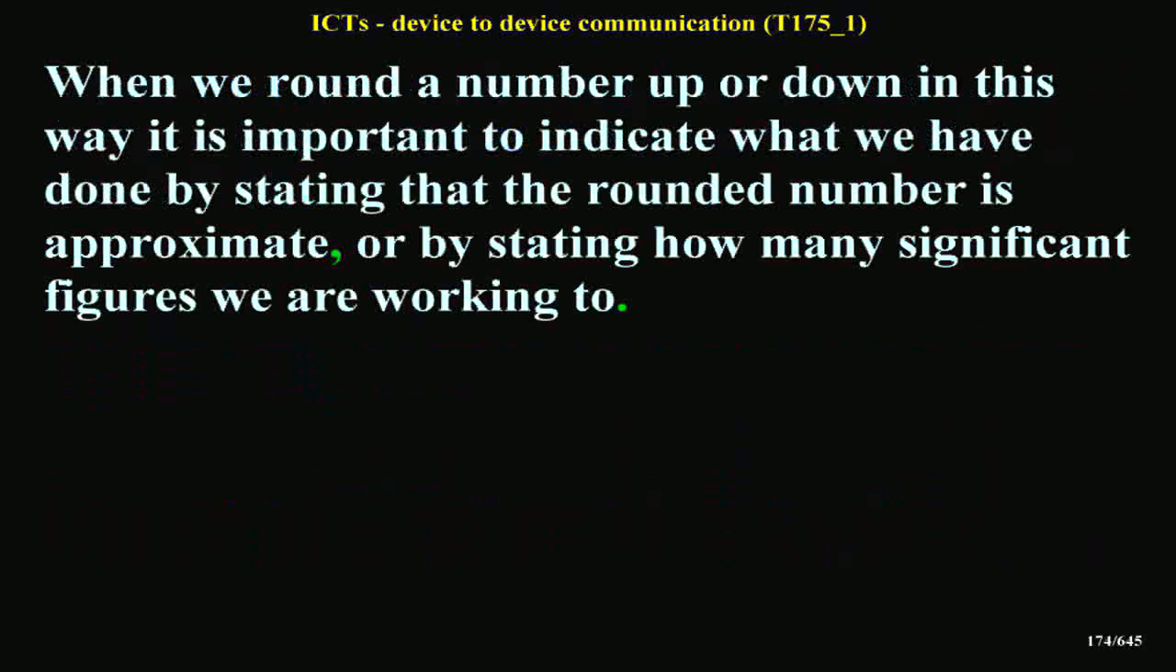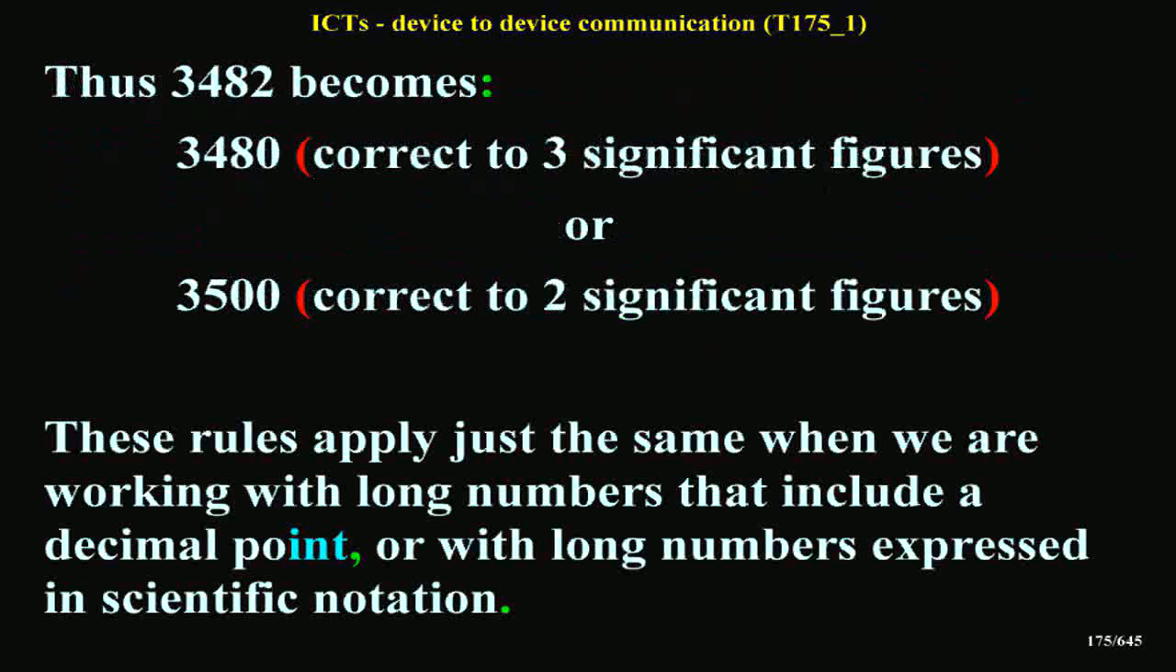When we round a number up or down in this way, it is important to indicate what we have done by stating that the rounded number is approximate, or by stating how many significant figures we are working to. Thus 3482 becomes 3480 correct to 3 significant figures or 3500 correct to 2 significant figures.